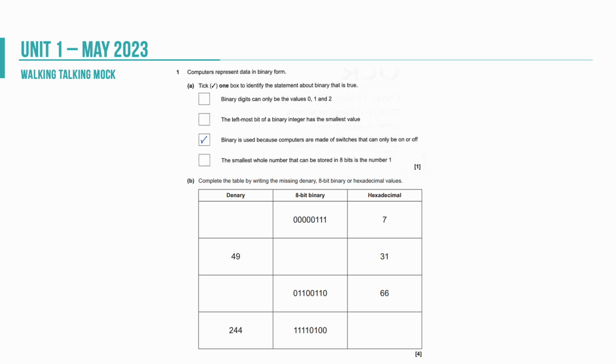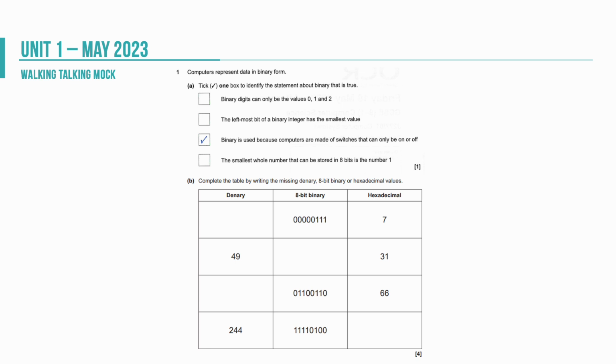The CPU is made up of billions, millions of tiny little switches, and each switch can either be on or off. The final option was the smallest whole number that can be stored in 8 bits is the number 1. Well, that's not correct. With 8 bits, we can store from 0 to 255, so that would not be the answer for that one. We've then got a table where we're asked to do a range of different conversions.